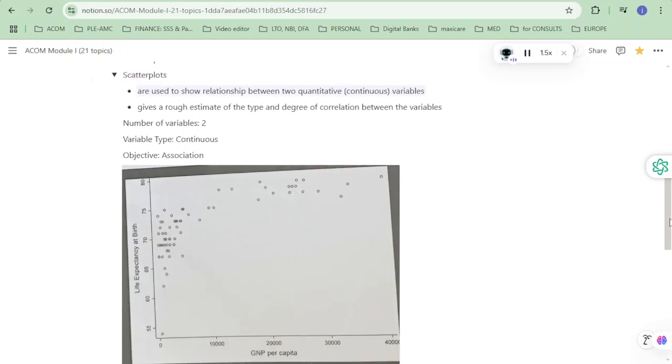Scatterplots. Are used to show the relationship between two quantitative, continuous variables. Gives a rough estimate of the type and degree of correlation between the variables. Number of variables: 2. Variable type: continuous. Objective: association.